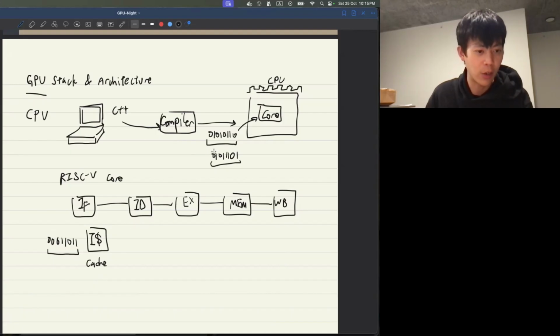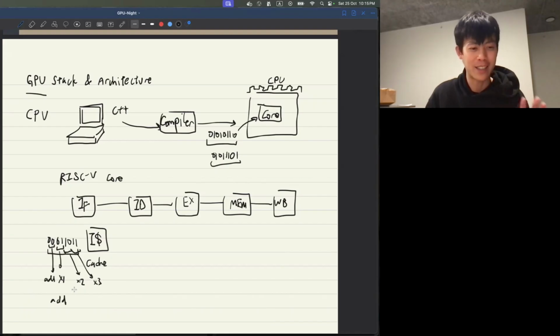Then the core has to decode what that instruction is. It has to parse what these 8 bits mean. This is the instruction decode stage. As an example, it will take in groups of these bits. Maybe this 01 means index 1. This 10 means index 2, since 10 in binary means 2. And this 11 refers to index 3. And this 00 perhaps means, for example, add. I'm just using an example here, okay? Maybe these 8 bits encode the instruction add x1, x2, x3.